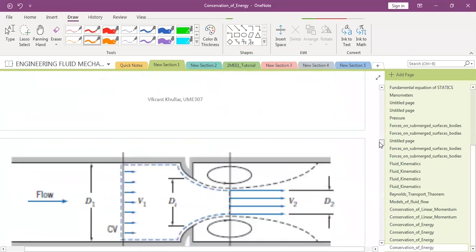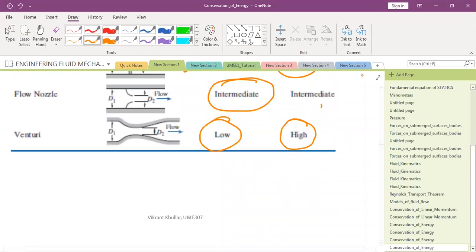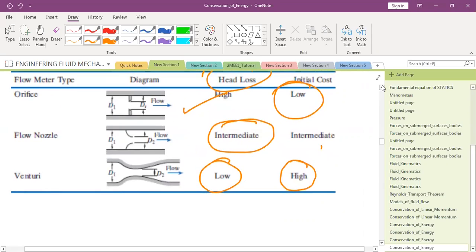Now I'm coming to the analysis part of this. So I have taken a generalized... So one question is, which is the best? It depends on your application.